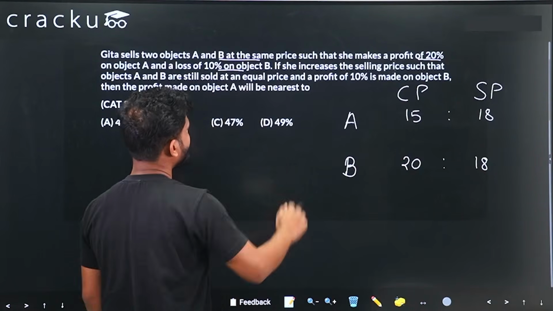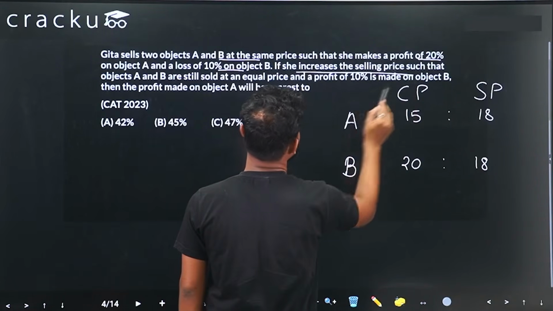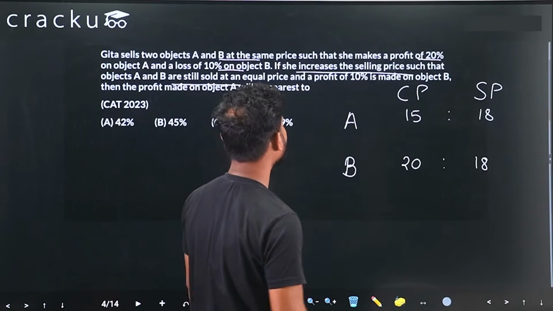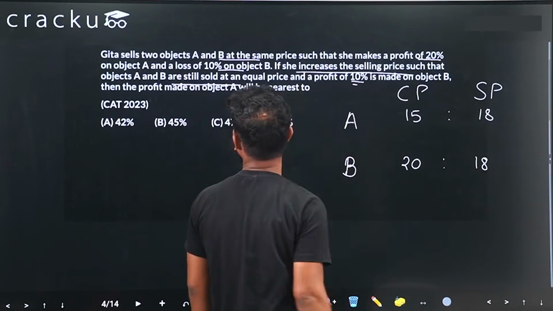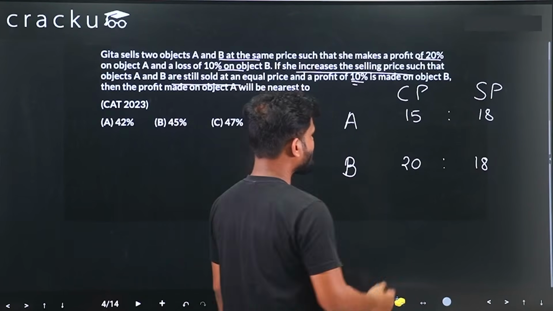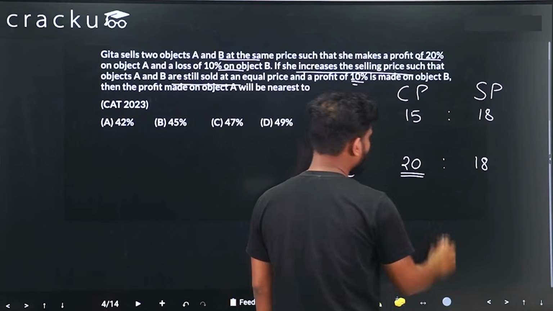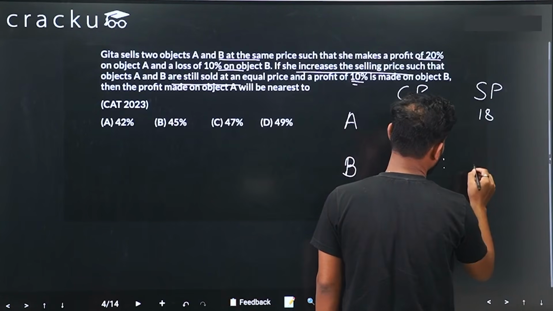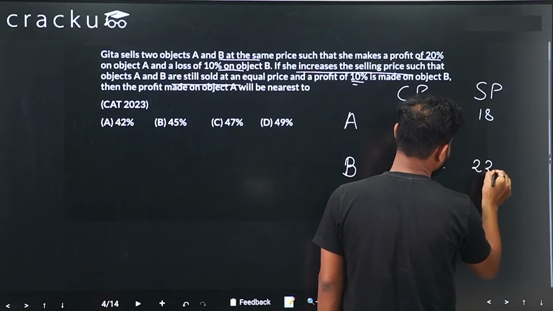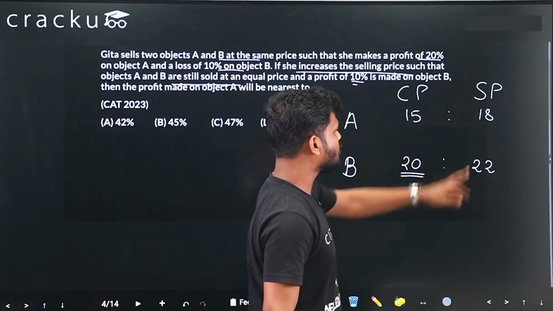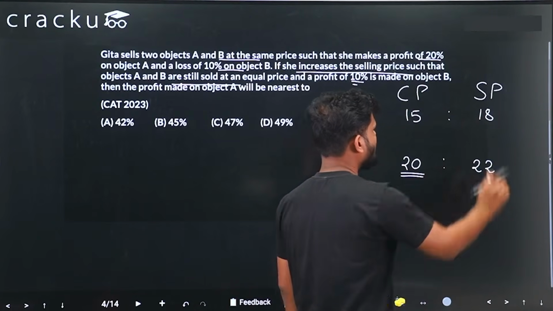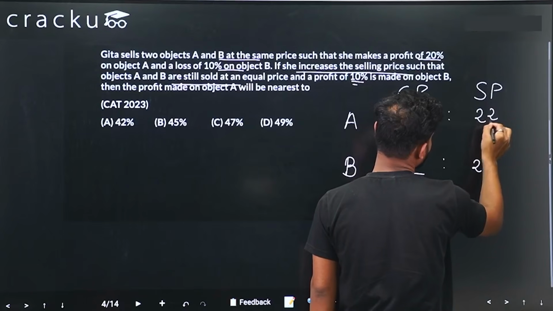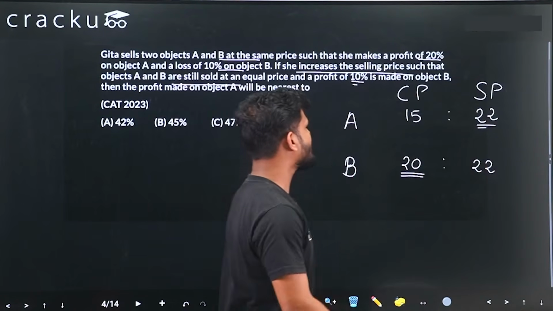Now what is told? If she increases the selling price such that they are both sold at an equal price now also, and a profit of 10% is made on object B. So if a profit of 10% is made on 20, the selling price will be 22. So now the selling price is 22. To make this 18:22, we have to increase it by 4. So selling price here also will be 22.